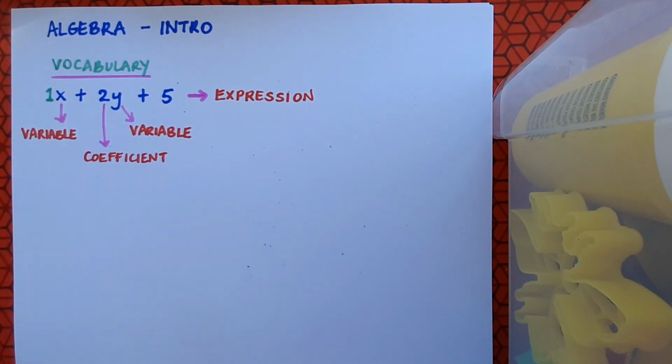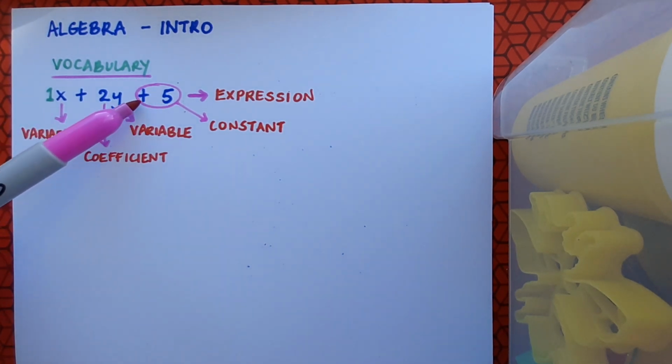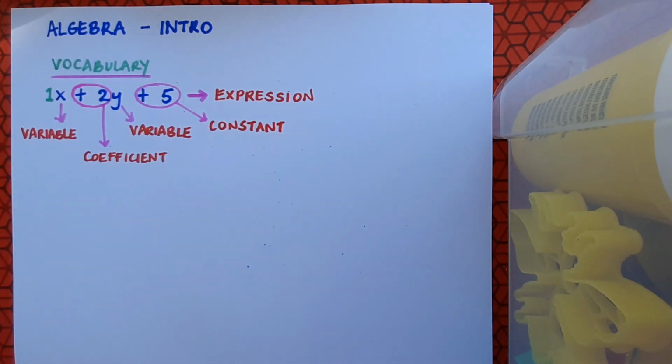This 5 doesn't have a variable to go with it. Since it doesn't have a variable, I won't call it a coefficient. Instead, I call a number like this by itself a constant. Notice that when I talk about the 5 being the constant, I include its sign. It's the same for this 2, which is the coefficient. Plus 2 is the coefficient. The sign in front of a number goes with that number.